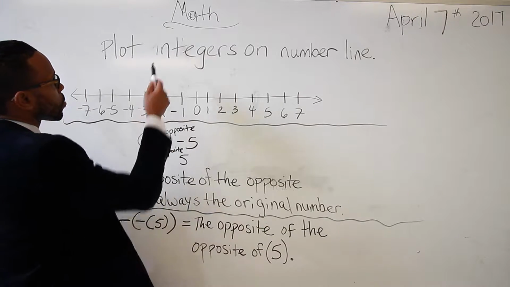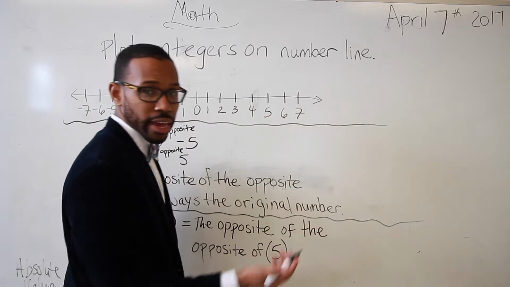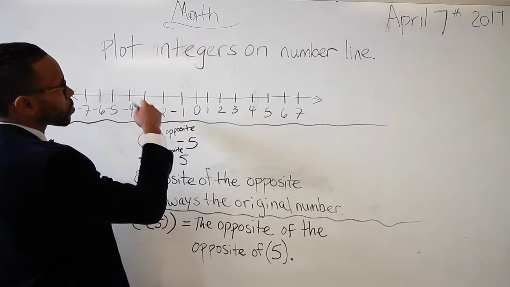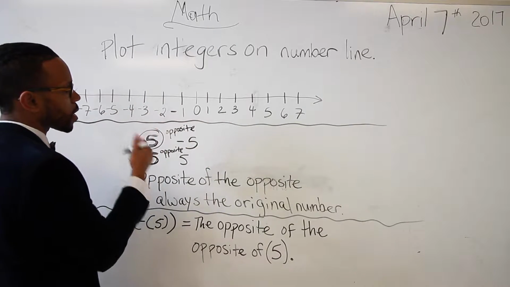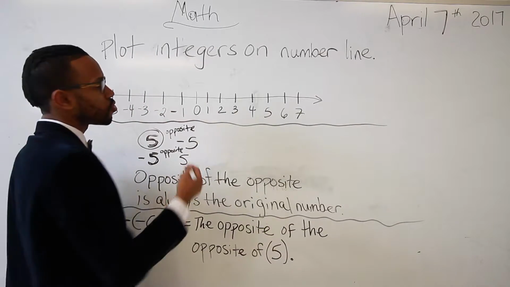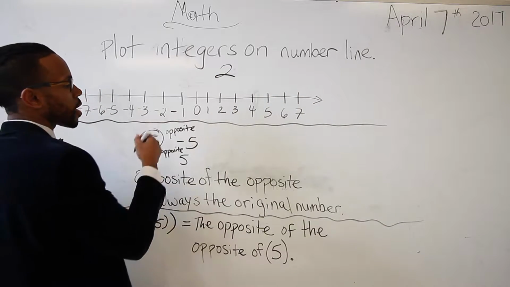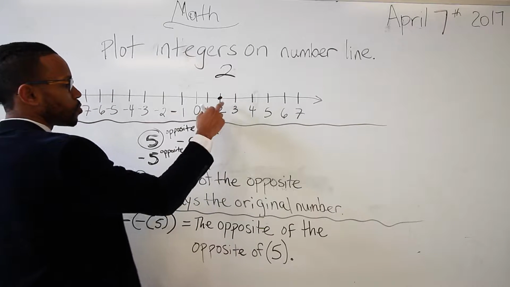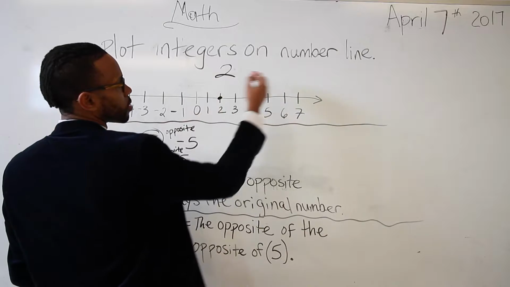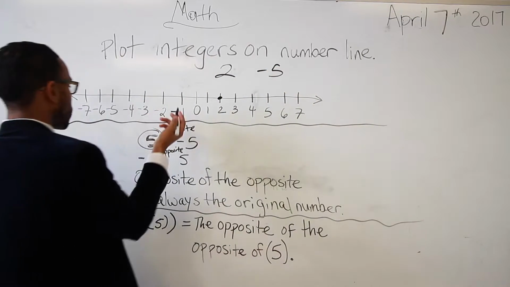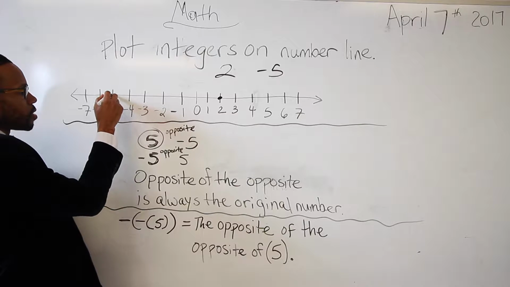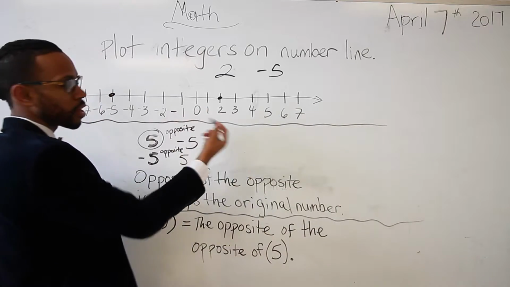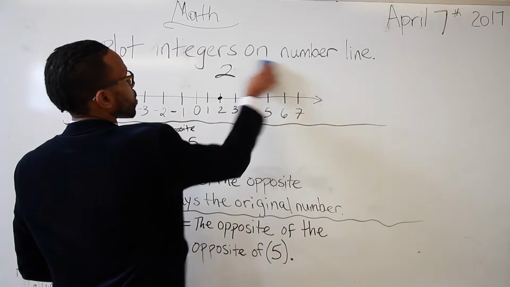So plotting integers. Now we know integers can be negative or positive, but they are always a whole number. Some of the homework had to do with plotting integers on a number line. So here's a number line. If the question asks you to plot the number 2 on the number line, we're simply putting a circle there. Finding where 2 is, putting a circle there. If it asks you to plot the number -5, we find -5, which is going to be to the left, and we put a circle there. That's plotting a number on a number line. Simple enough, right?